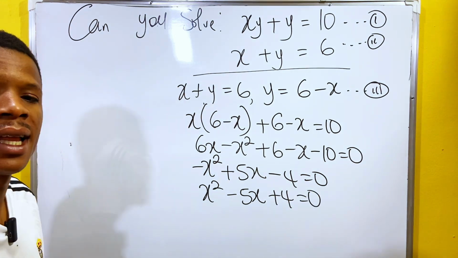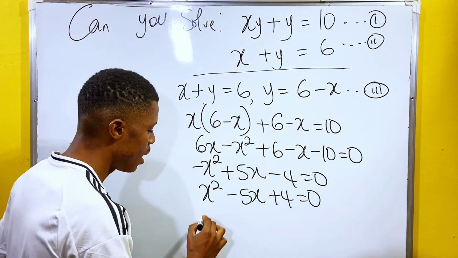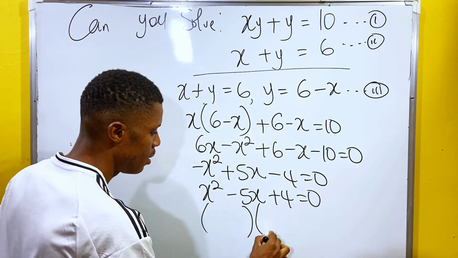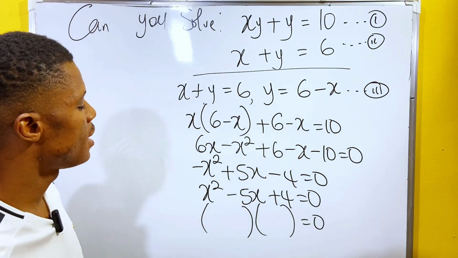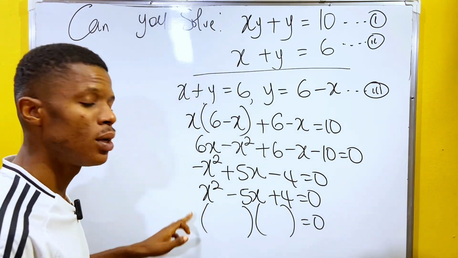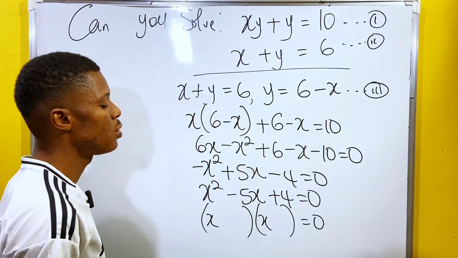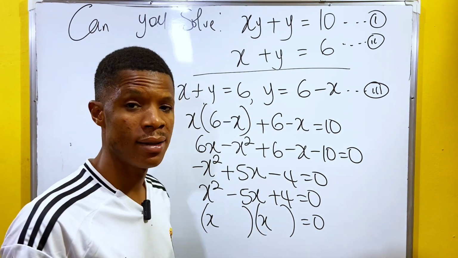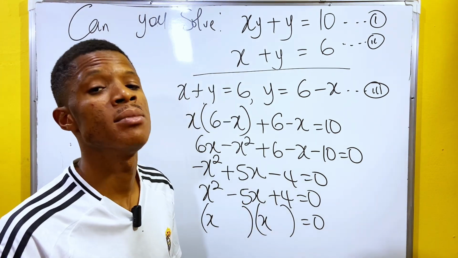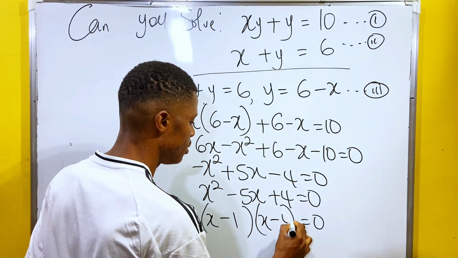This is clearly a quadratic equation. To factorize this, we have to open two brackets and equate it to 0. What multiplies to get x squared? It is x and x. Then we think of two numbers that multiply to get 4 but add to get minus 5. That's minus 4 times minus 1. So we write minus 1 and minus 4.